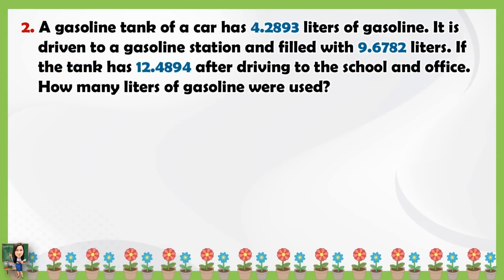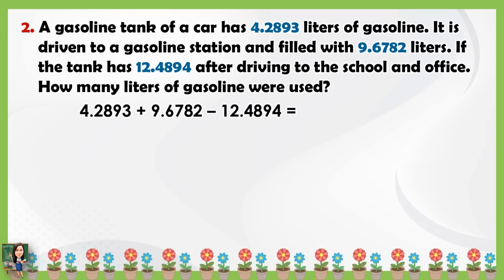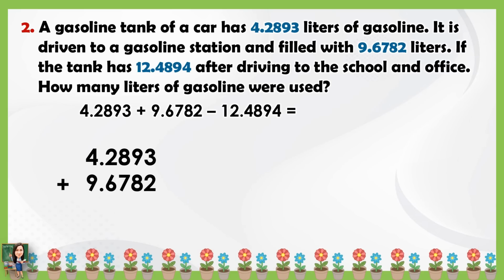Number 2. A gasoline tank of a car has 4 and 2,893 10,000ths liters of gasoline. It is driven to a gasoline station and filled with 9 and 6,782 10,000ths liters. If the tank has 12 and 4,894 10,000ths after driving to the school and office, how many liters of gasoline were used? So first, we are going to add 4 and 2,893 10,000 plus 9 and 6,782 10,000ths. Then add 3 plus 2 equals 5.